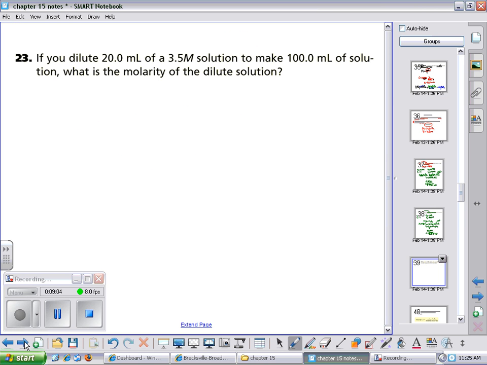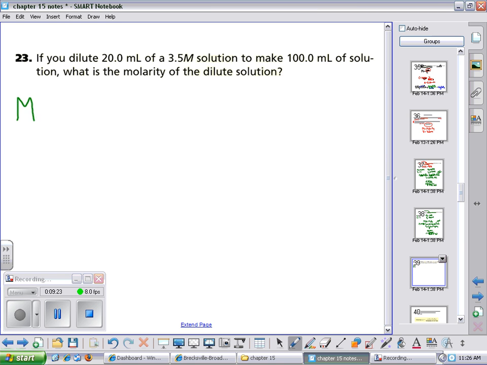All right, and then let's look at this one. It says if you dilute 20 milliliters of a 3.5 molar solution to make 100 milliliters of solution, what is the molarity of the diluted solution? So what's going to be the new concentration? So this one's a little bit different than the other two we looked at.